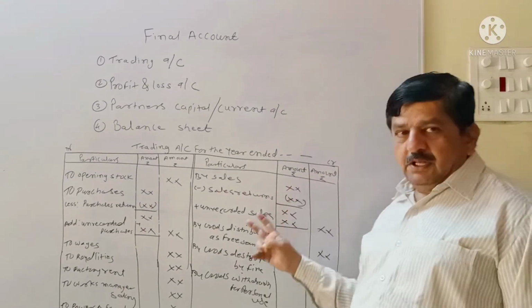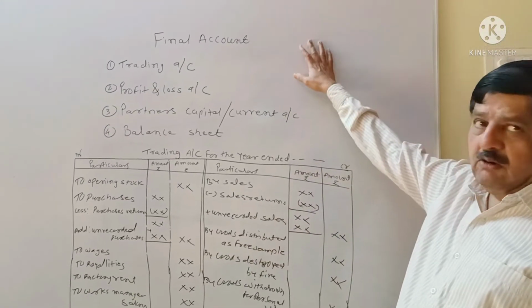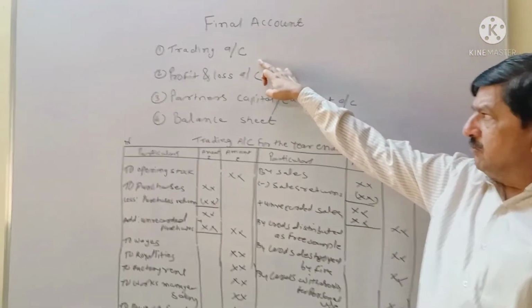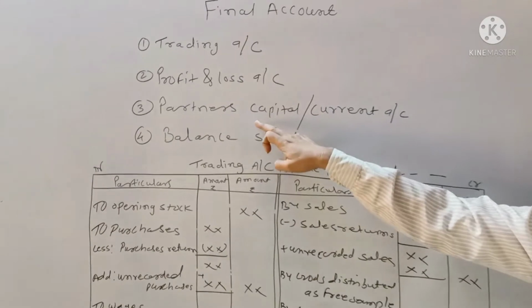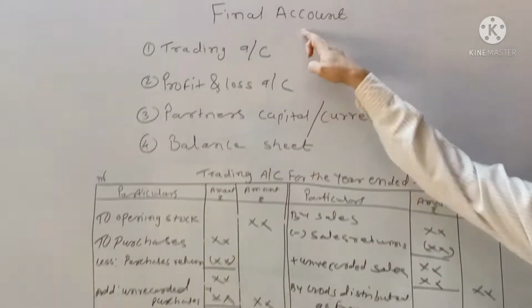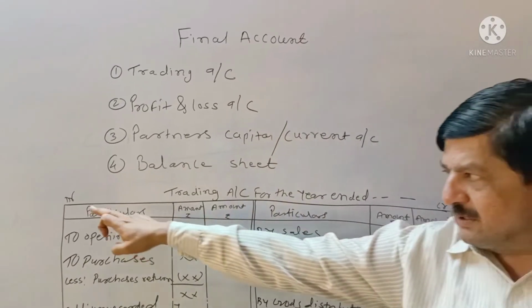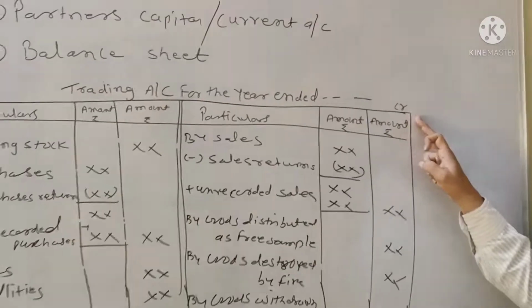Here, a minimum of 2 partners and a maximum of 50 should be there. In a final account, we have to prepare the trading account, profit and loss account, partners' capital or current account, and balance sheet. Every account has two sides. The left hand side is known as the debit side, the right hand side is known as the credit side.